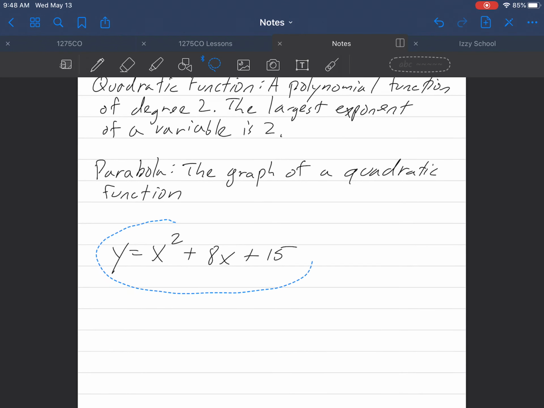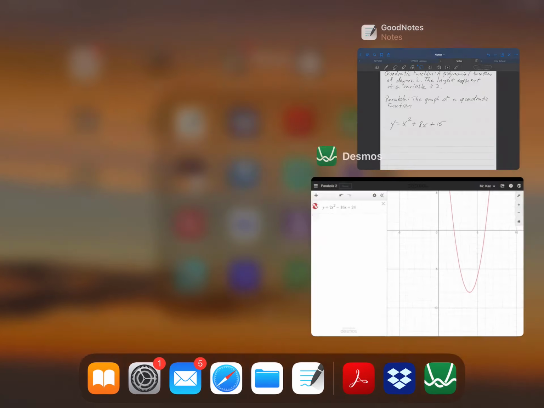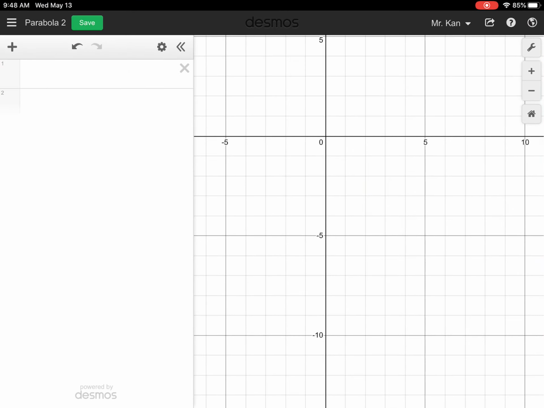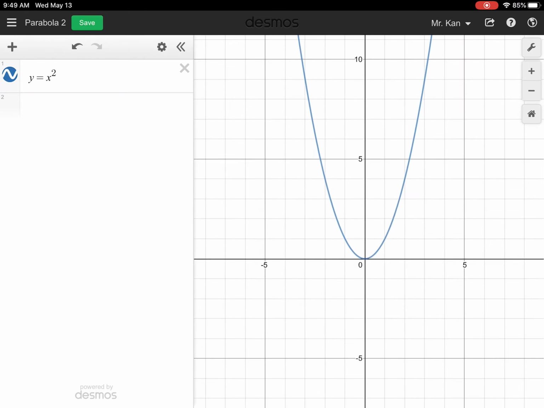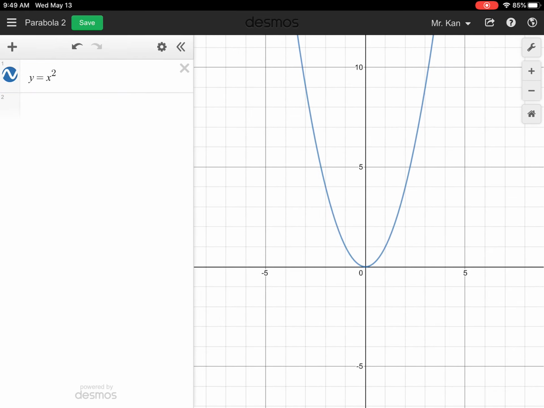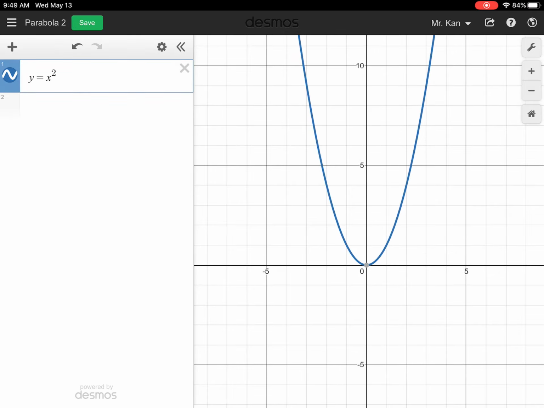Down here we have an example of a quadratic function, y equals x squared plus 8x plus 15. Let's take a look at a quadratic function first. Y equals x squared is the simplest function. The parabola is the graph of a quadratic function. So this is a graph where the input x is going to get squared when you get the output y.